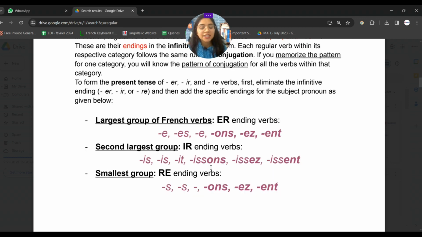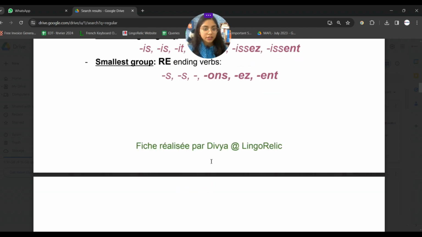Now let's discuss the second largest group of verbs, which is the IR ending verbs. For the regular group, all you need to do is just remove the IR and put these specific endings. Again, you need to memorize them. The endings go like this: IS, again IS, then you have IT, you have ISSONS, you have ISSEZ, and you have ISSENT. And so let's look at an example.